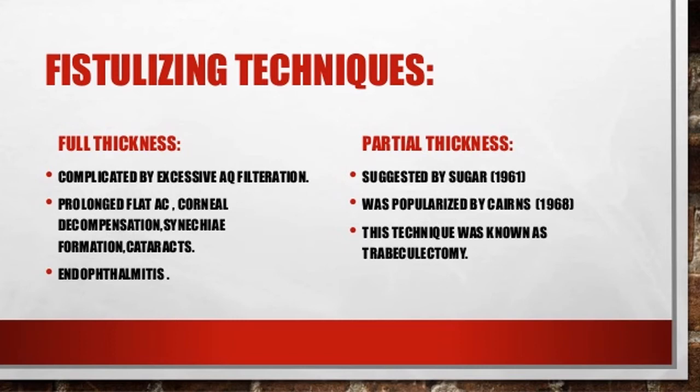So again there are two varieties, one is the full thickness and the other is the partial thickness. In the full thickness, the entire sclera is punched out along with the iris. And in partial thickness, only a part of the iris is removed.